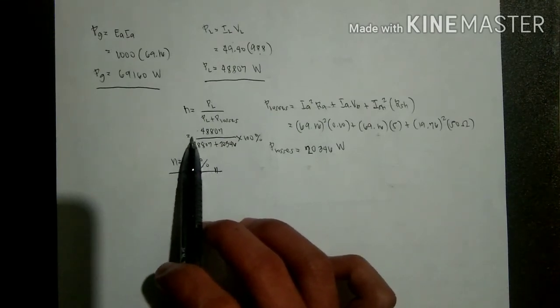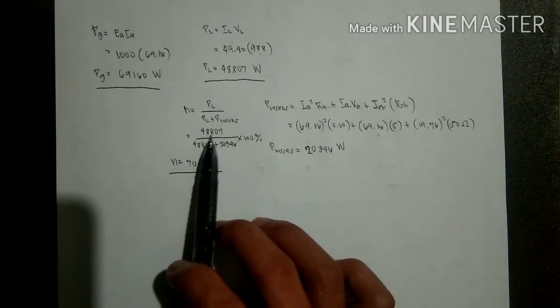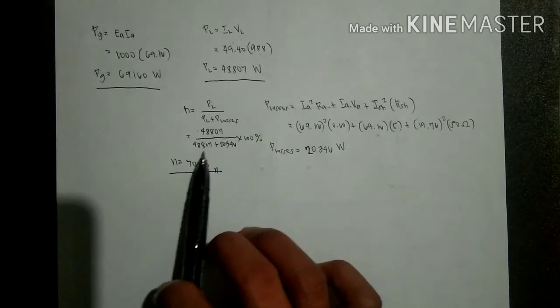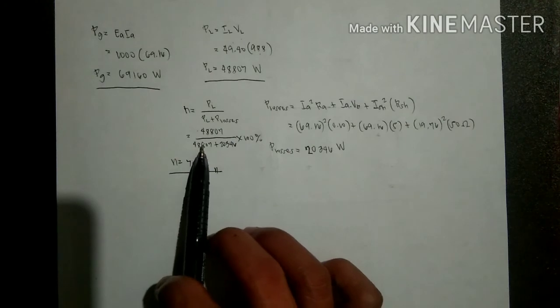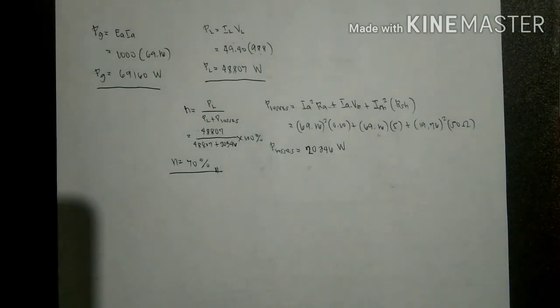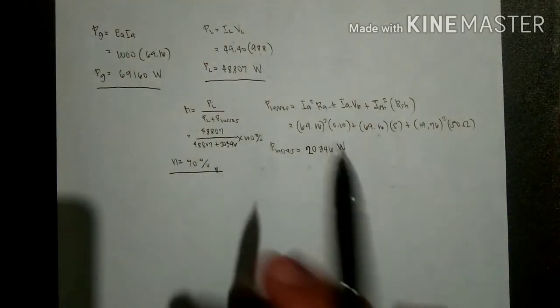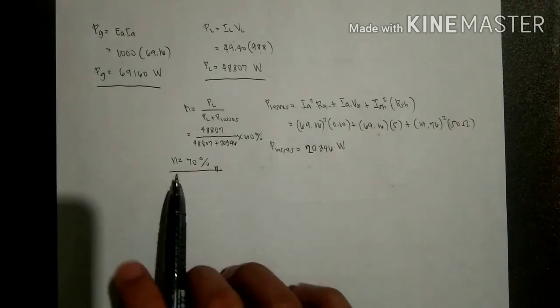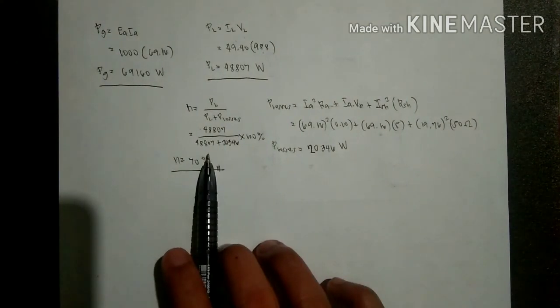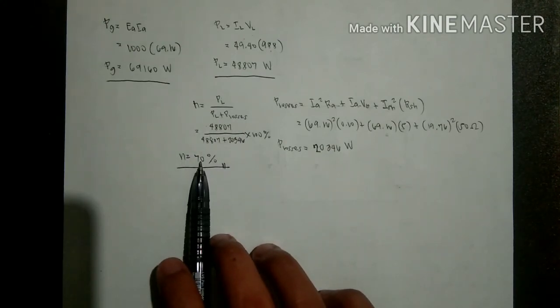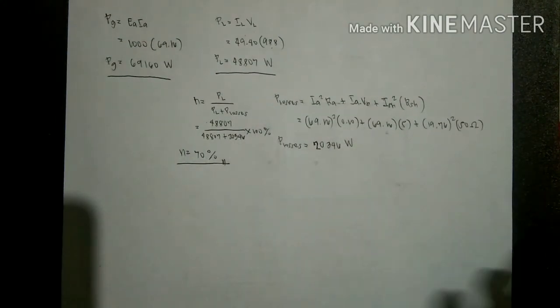Going back to our original formula for the efficiency of our generator, we simply substitute. Our PL is 48,807 over 48,807 plus 20,346, times 100% to have our efficiency in percentage. Upon calculating this value, we get 70% efficiency.